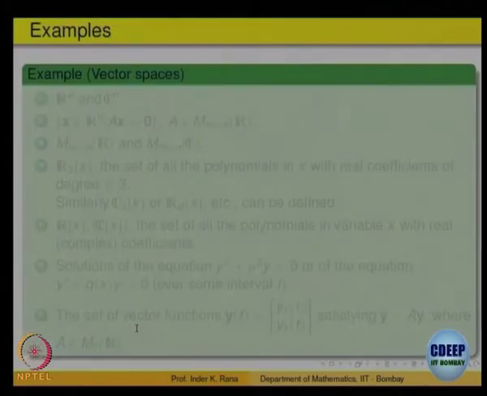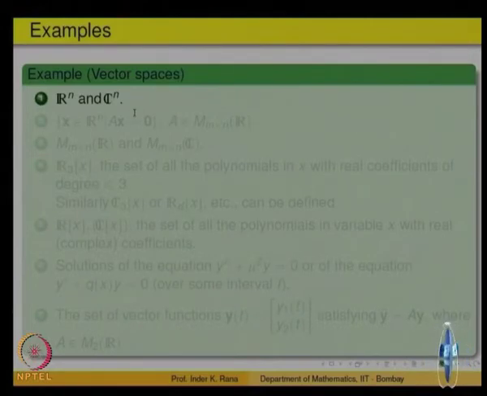Right. So, let us look at some examples of vector spaces. Rn and Cn are the prototypes of vector spaces. You can take vectors in Rn, that is n components. Two vectors you can add component wise, and scalar multiple is multiplying each component by that scalar, and similarly Cn.